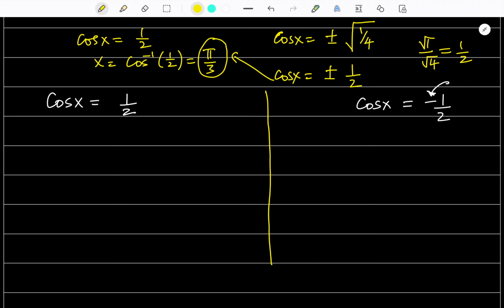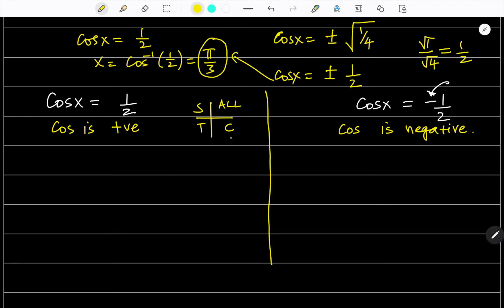Right. Now let's start. Cos x is equal to 1 over 2. Here cosine is positive, and here cosine is negative. Keep in your mind, cosine is negative. Let me check here. All S, T, C. So cosine is positive in this quadrant and this quadrant. So it means cosine is positive in quadrant number 1 and in quadrant number what?